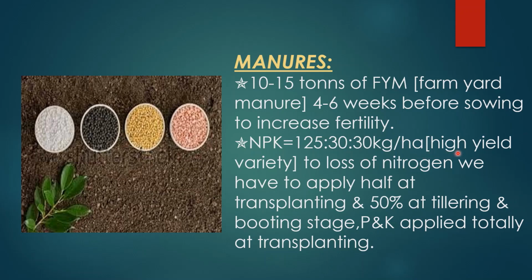For high yield varieties, we have to apply these manures at the preparation of the field. To reduce the loss of nitrogen, we have to apply half at transplanting and 50% at tillering and booting stage. Both phosphorus and potassium are applied totally at the transplanting stage.